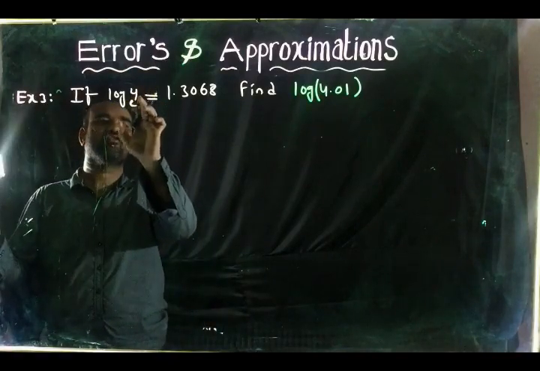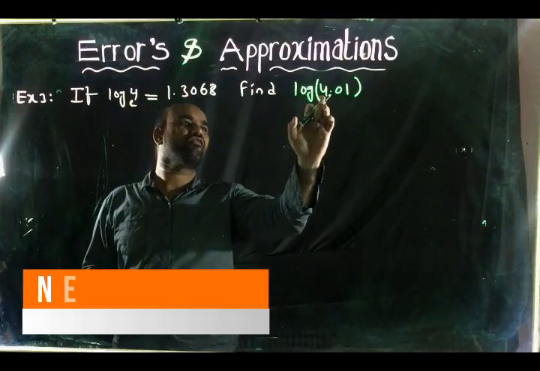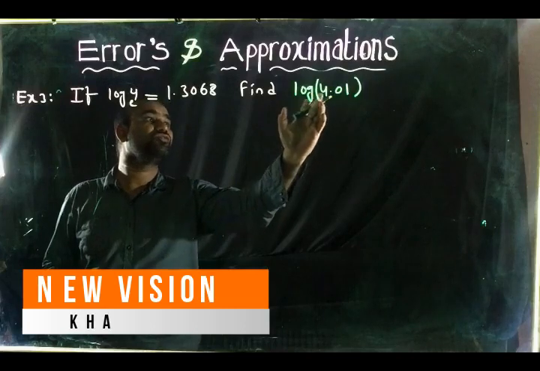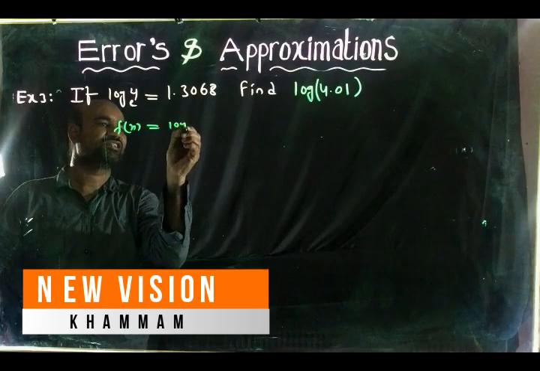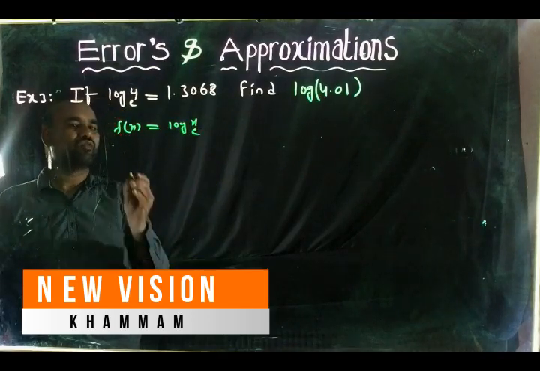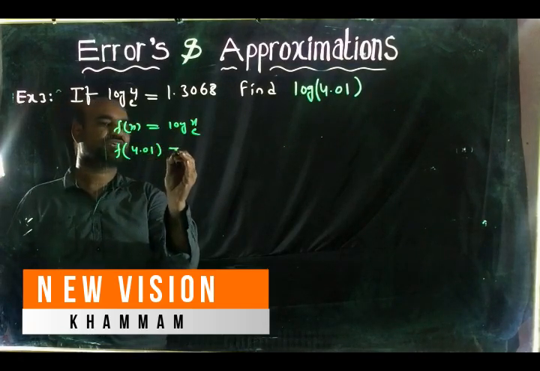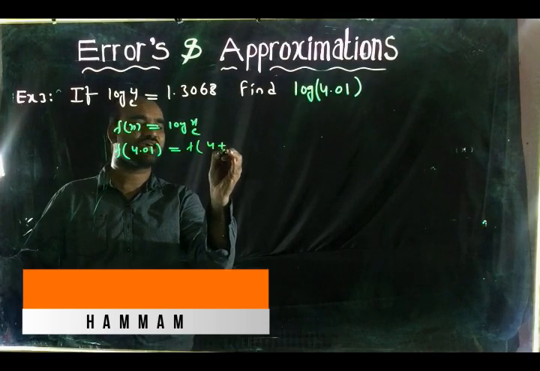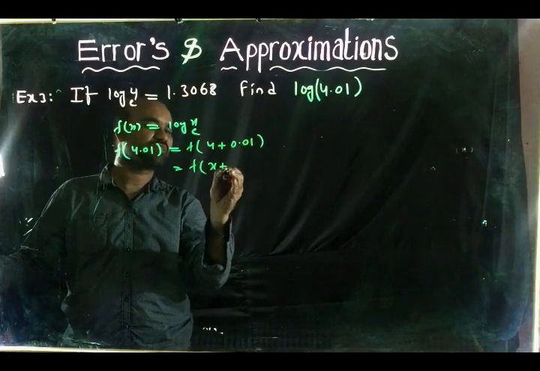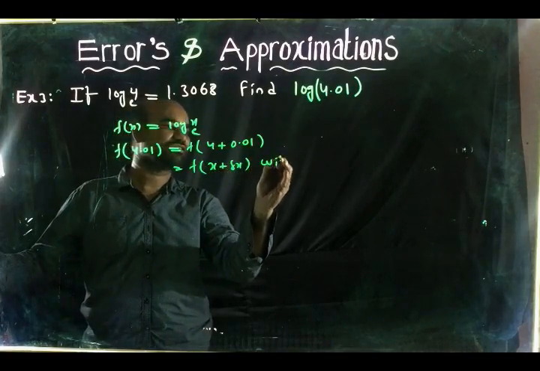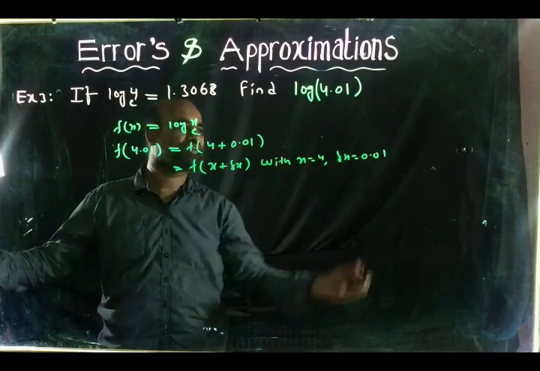If logarithm of 4 base c equal to 1.3068, then find the value of log of 4.01. Step 1, f of x is taken as log x base c. What do we want? We want 4.01. This can be written as 4 plus 0.01. This is the form of x plus delta x with x equal to 4 and delta x equal to 0.01.